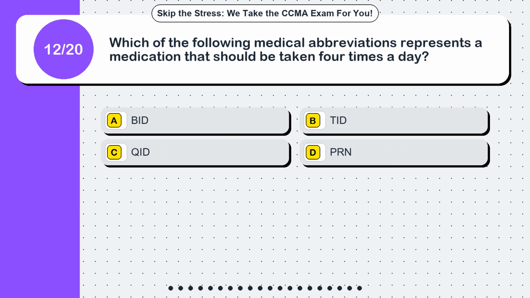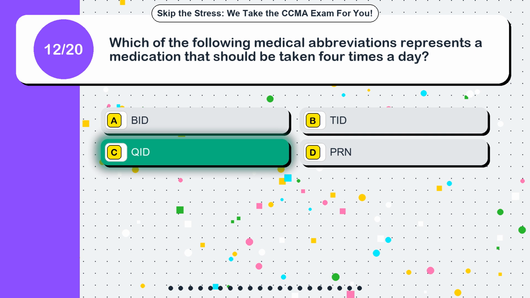Question 12. Which of the following medical abbreviations represents a medication that should be taken 4 times a day? Option A, BID. Option B, TID. Option C, QID. Option D, PRN. The correct answer is option C, QID.